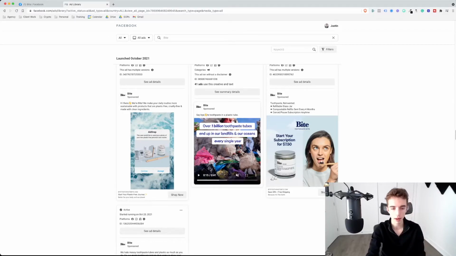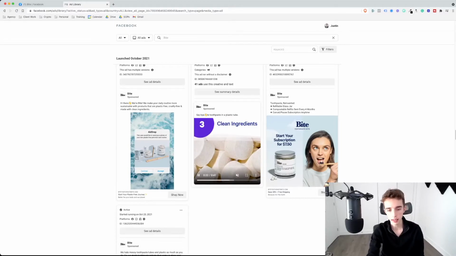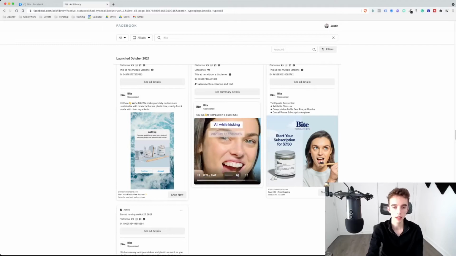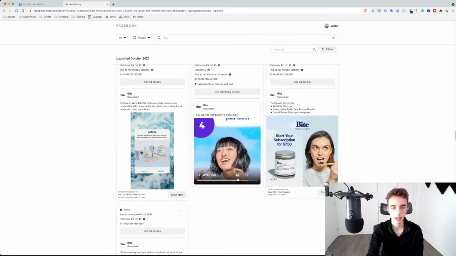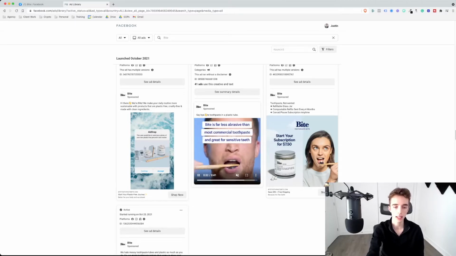So talking about their impact, how they're saving landfills and oceans, how you can also refill your toothpaste bits. That's pretty good. It's also clean and cruelty-free, with clean, effective ingredients. And then it's better for your teeth. They're actually showcasing how their technology is not harming your teeth as much as your regular toothpaste. So that's pretty much it.